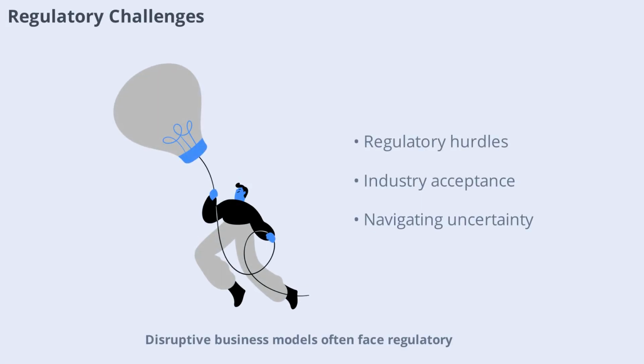Disruptive business models often face regulatory hurdles as they challenge existing norms. Governments and regulators may struggle to keep up with rapid innovation, leading to uncertainty and debate. Navigating these challenges is crucial for long-term success and industry acceptance.